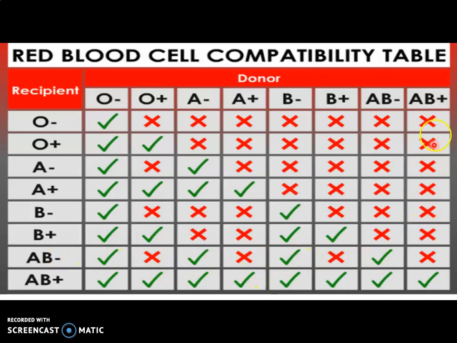But here, the AB positive can only donate blood to AB positive, but it can receive blood from all blood groups. So here you see that we have O negative as a universal donor, and we have AB positive as a universal recipient. Note it: AB positive, a universal recipient, and O negative as a universal donor.